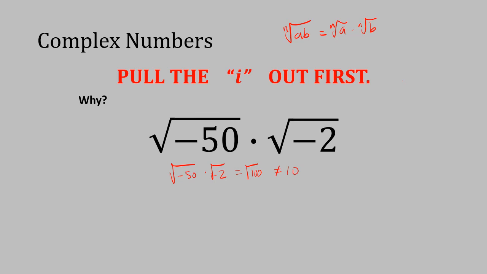If we actually pull the i out first, this would be just like from before. We said that the square root of 50, so we take the i out and we have the square root of 50, and then we take the i out of the square root of negative 2 and we have the square root of 2. Well, now these two can multiply together, so we would have i squared times the square root of 100, which is 10 i squared, and then i squared is negative 1, right? So this is actually equal to negative 10. It is definitely not equal to positive 10, and so that's why you have to pull the i out first.